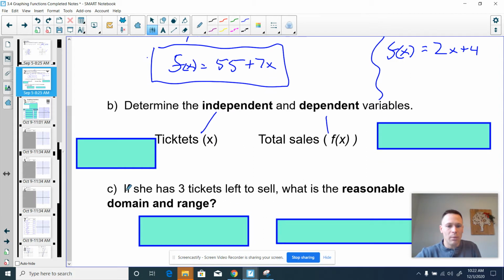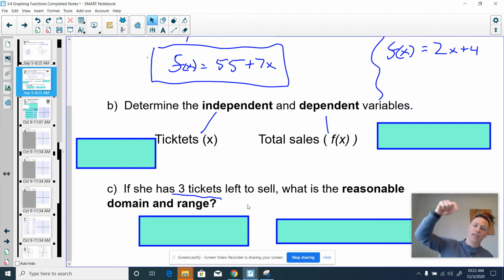Okay. Then if she has 3 tickets left to sell, rather, what is a reasonable domain and range? Remember, reasonable domain and range means what makes sense for the scenario. Well, if I have 3 tickets left to sell, and that is my independent variable, it's what's going into the function, that's my domain, right? So if I have 3 tickets left to sell, that means I can't have negative values.